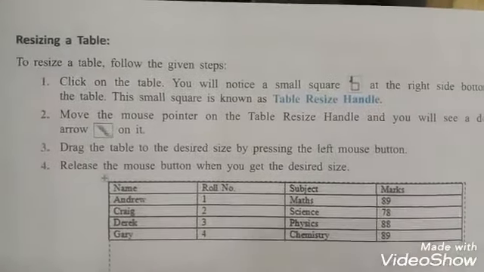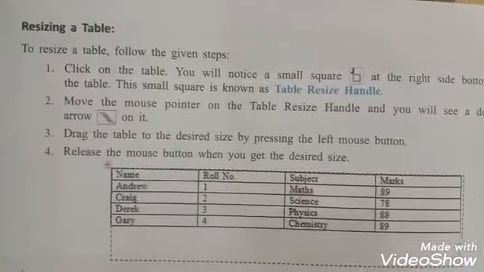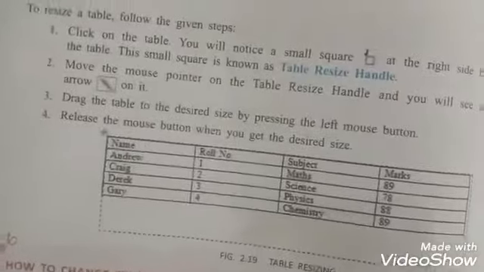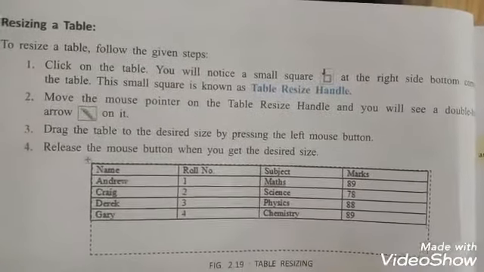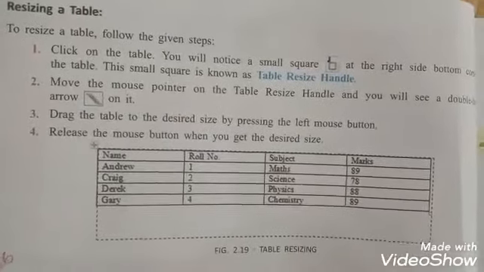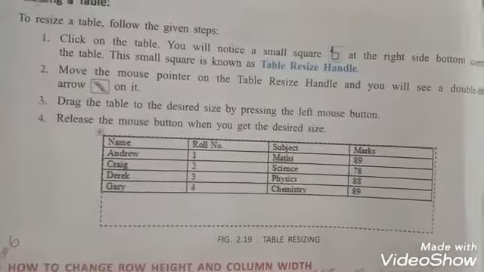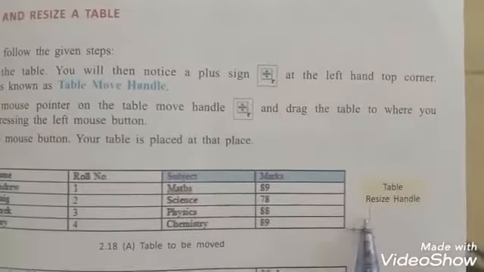Next is resizing a table. To resize a table, for the given step, click on the table. You will notice a small square at the right side bottom corner of the table. This small square is also known as table resize handle. Like this. This is known as table resize handle.